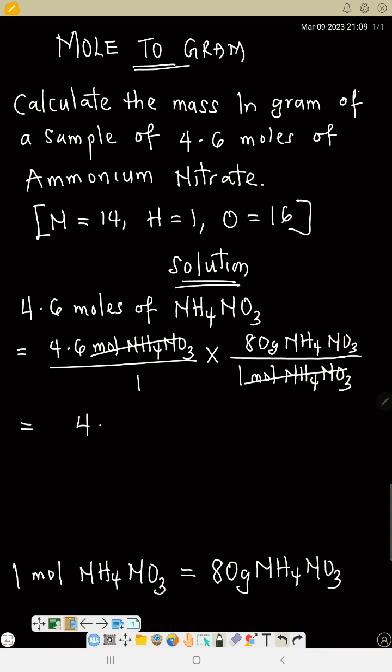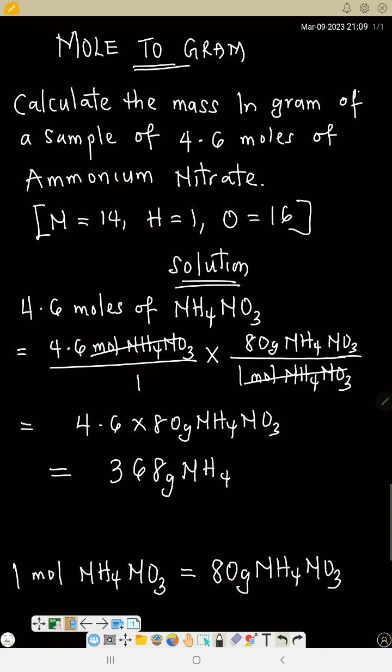So it will remain 4.6 times 80 gram of ammonium nitrate. So now 4.6 times 80. So we get 368 gram of ammonium nitrate. So that is the answer. So we'll continue in next video.